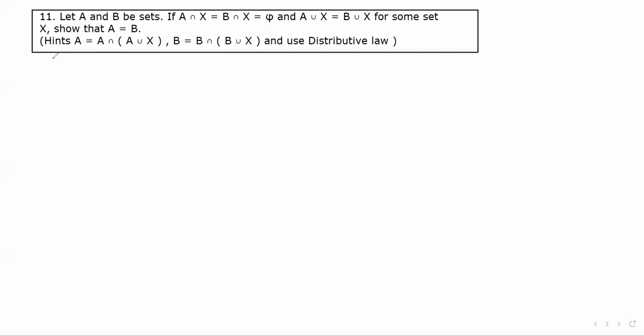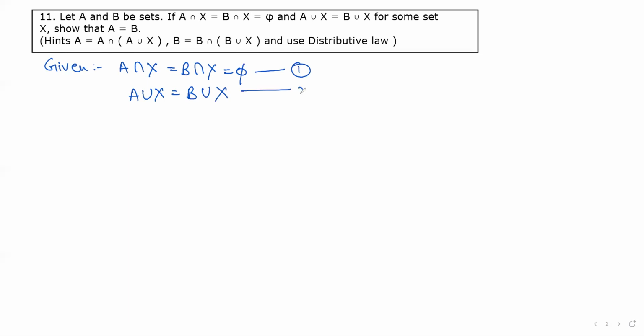What is given to you? It's given that A intersection X is equal to B intersection X is equal to phi, for certain set X. This is your condition 1 which is given, and A union X is equal to B union X. This is the second condition that is given, for some set X. Show that A is equal to B. Now, if you want to show this, you are considering this as your given, as your standard known values.